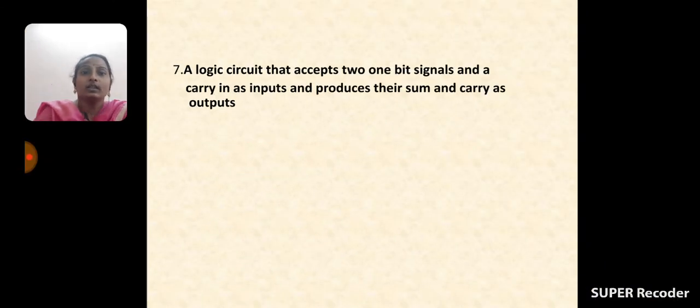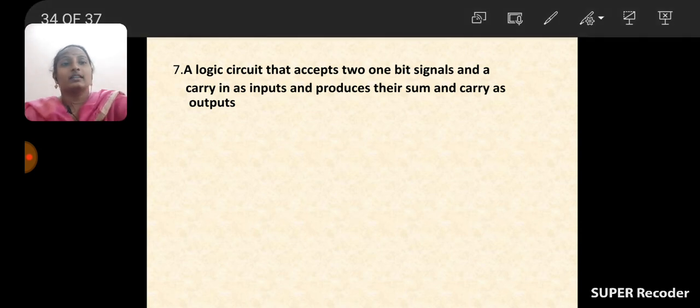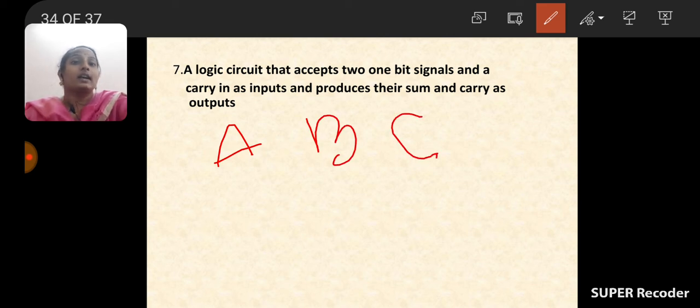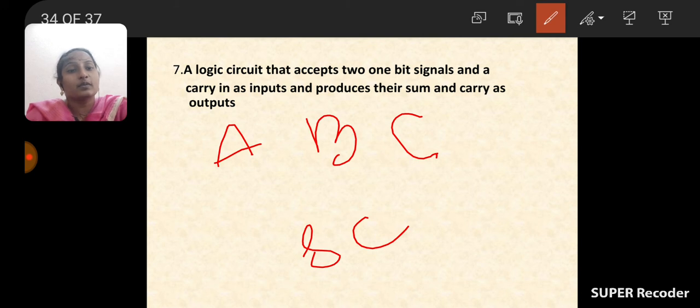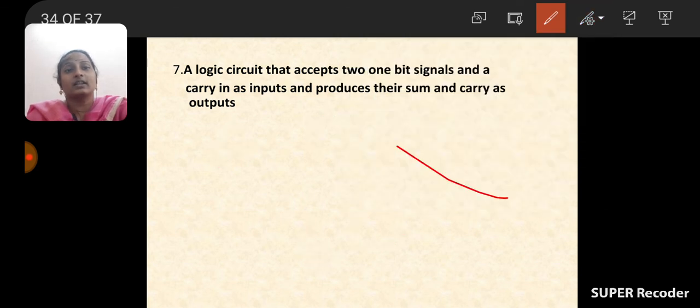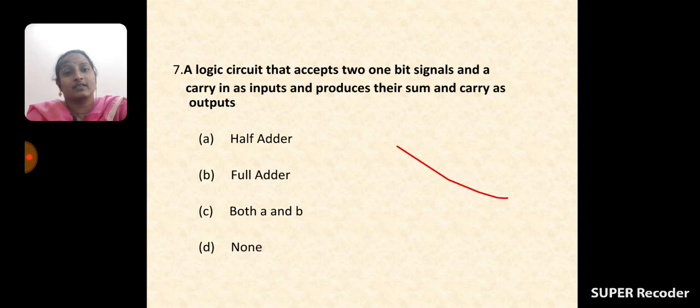Next, the 7th question. A logic circuit that accepts two 1-bit signals and a carry-in as inputs and produces their sum and carry as outputs. Once again, I would like to read. Two 1-bit signals means you consider one is A, the other is B, and a carry-in. Now tell me how many inputs are there? 3 inputs. How many outputs are there? 2 outputs. So the circuit is a full adder. Total 3 bits are there. Let's check the answer.